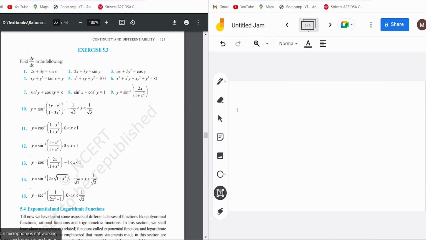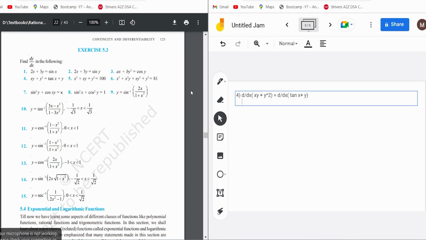Let's move to next question, question number 4. Question number 4. So question number 4 is saying what? It is saying that, let's write it down, d by dx of xy plus y square, equal to d by dx of tan(x plus y). Okay, so how we will do this? Again, since it is slightly complicated because it is a product rule, we will apply here.